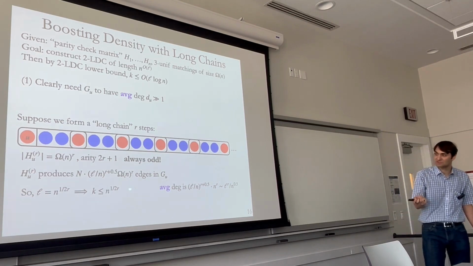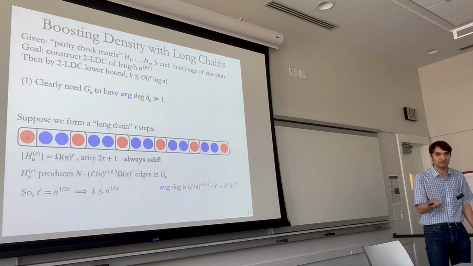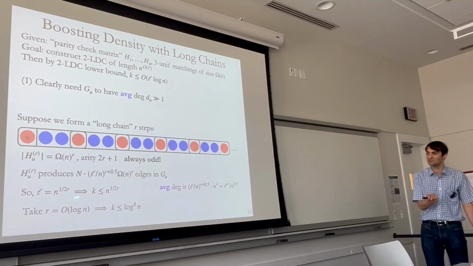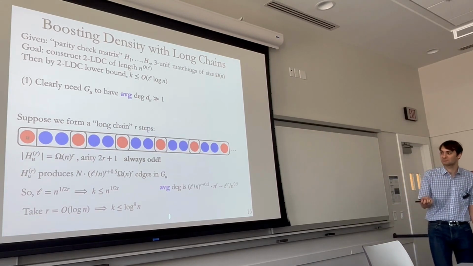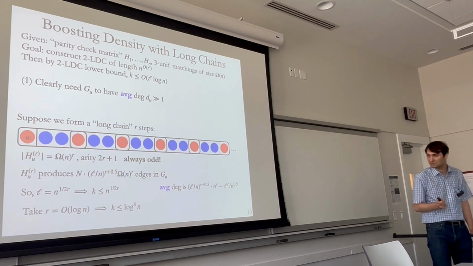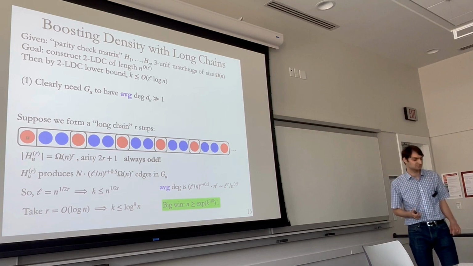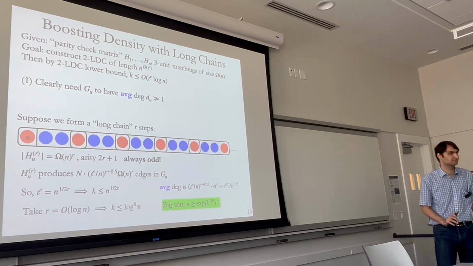And now what should I set r to be? I want to set r to be something like log n, so that this will be a constant. And that's what we'll do. It turns out there are some extraneous log factors that prevent you from taking L to be as small as a constant. So in the end, we ended up with this log to the 8, which gives us this big win, gives us this exponential lower bound. Okay.